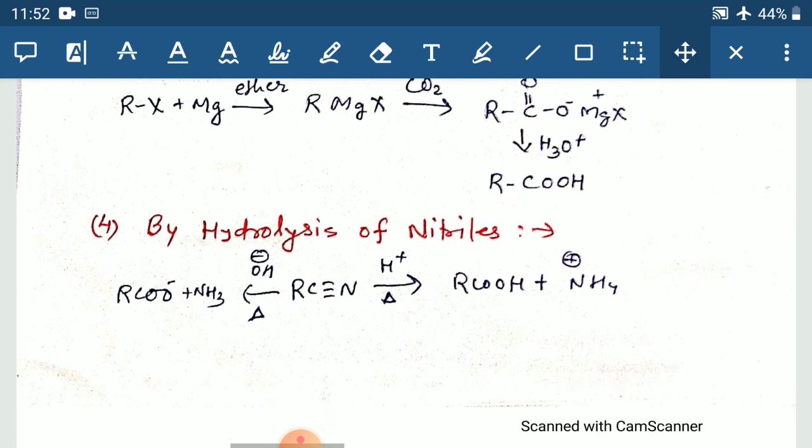Now, the next method is the hydrolysis of nitriles. Nitriles can be hydrolyzed to acid under acidic condition or basic condition. When these nitriles will be heated, we will have carboxylic acid. If we use basic condition, then we will have its salt, and if we use acidic condition, then we will have acid.